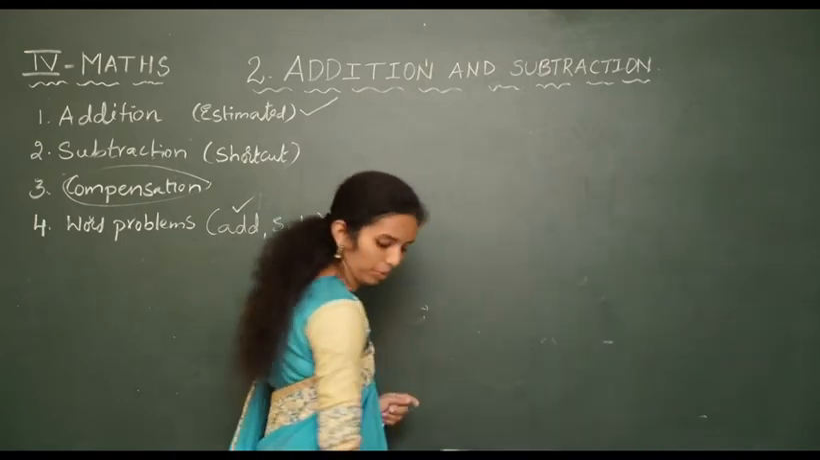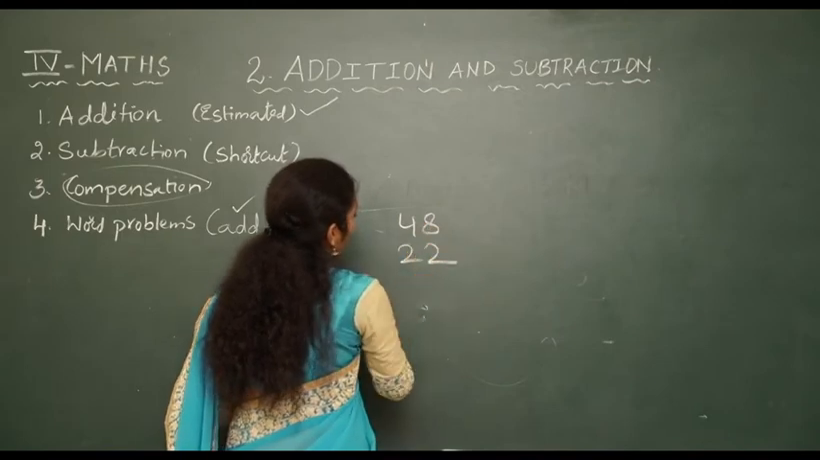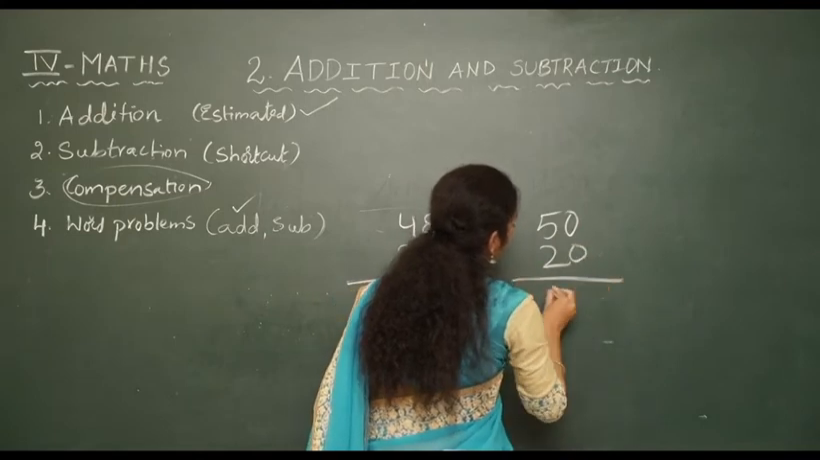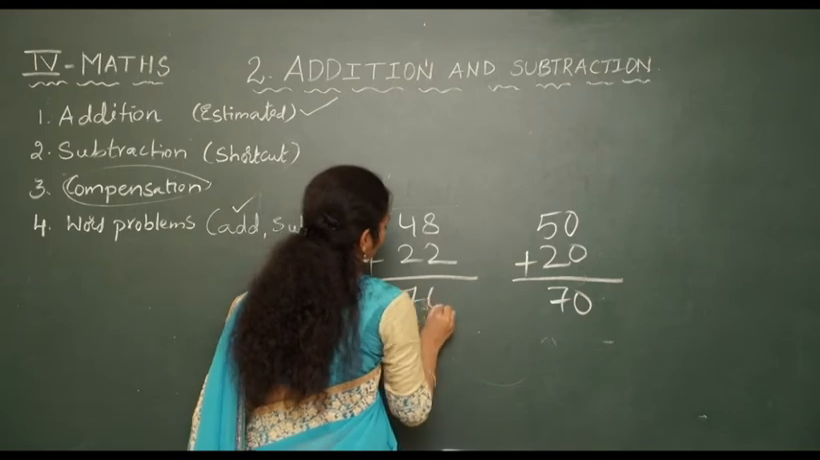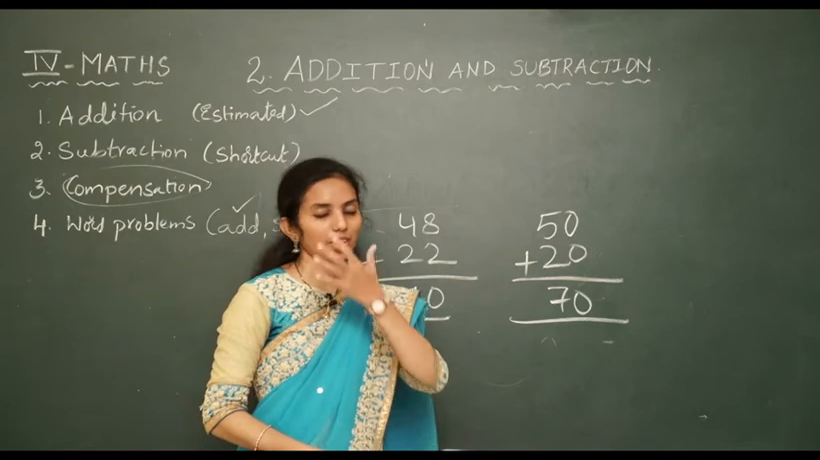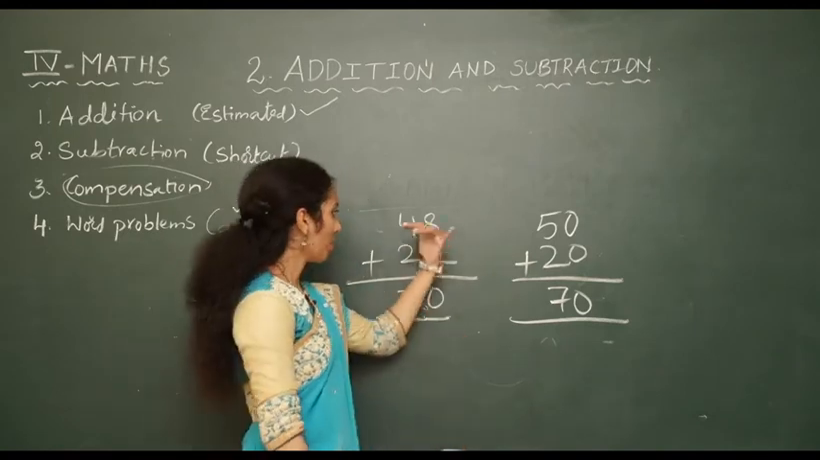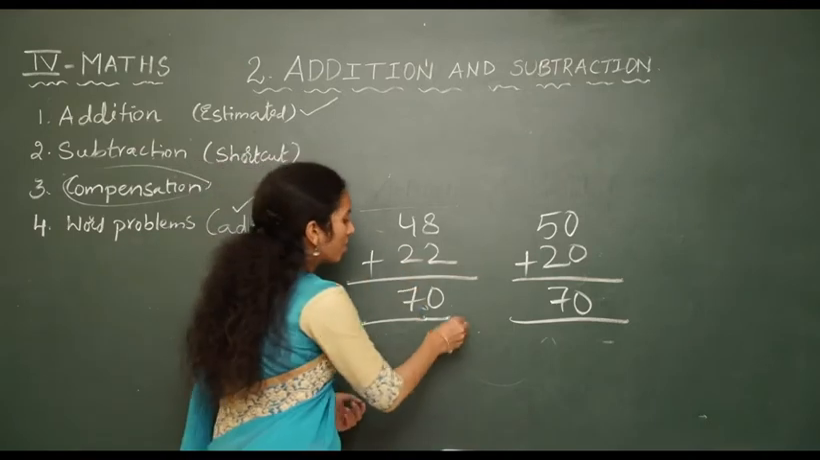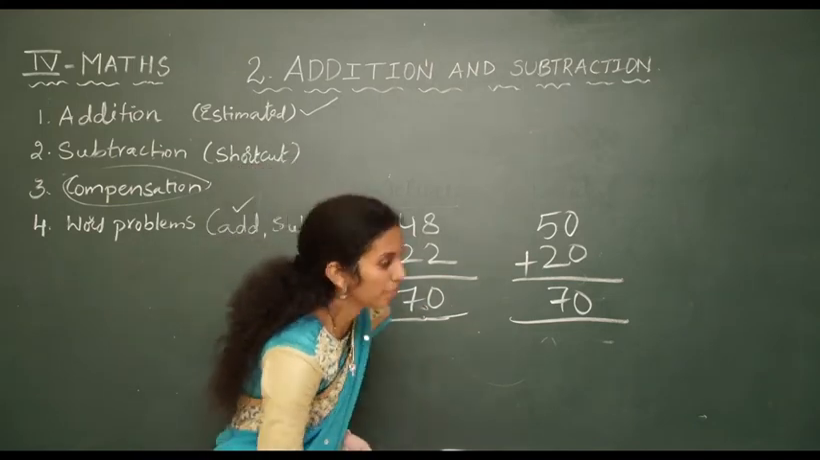Here are two numbers, 48 and 22. And here are another two numbers, 50 and 20. Here we are adding these two numbers. Here it is 70 and here also it is 70. 50 plus 20, even without a pencil or pen, we can easily say it is 70, whereas 48 plus 22, we have to think and do the calculation properly. So what is the difference? What do you observe from these numbers?